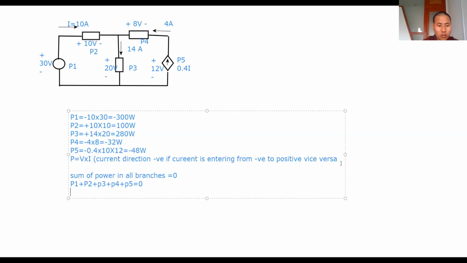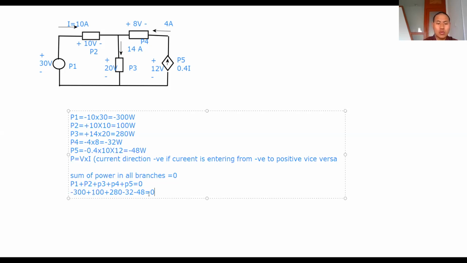What's the value of P1? Minus 300 watt, plus P2 100 watt, plus P3 280 watt, P4 is minus 32, and P5 is minus 48. If we sum these, we get 380 minus 380, which is equal to 0. So we have verified that our calculations are correct.